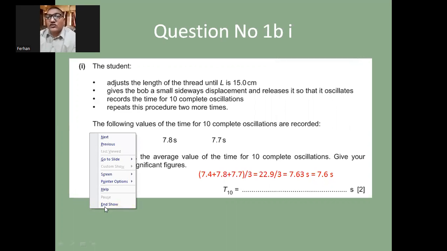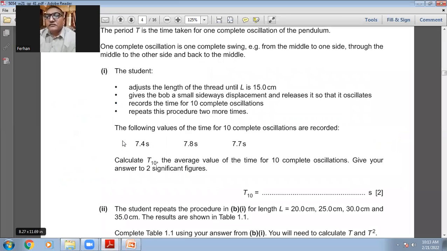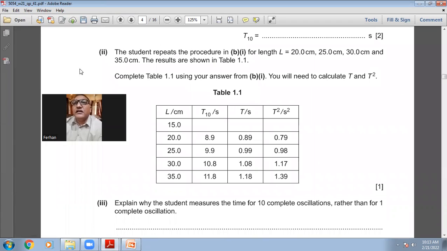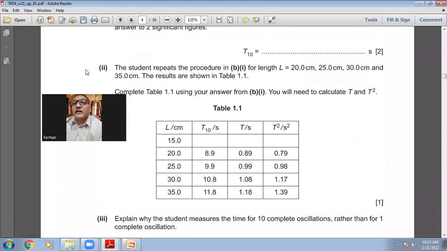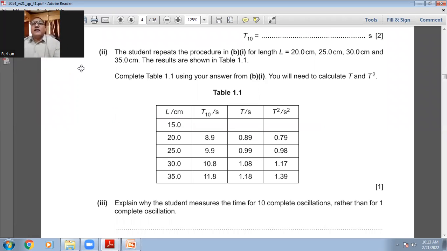Okay, so let's go to the next question. The next question coming up on your screen is the B second part. He says that the student repeats the procedure in the B first part for length L equals 20 centimeter, 25 centimeter, 30 centimeter, and 35 centimeter. The results are shown in table 1.1. Complete table 1.1 using your answer from the B first part.